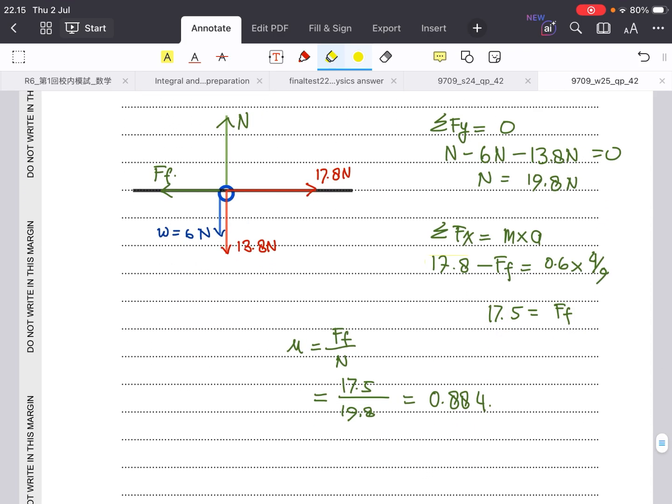Finally, the coefficient of friction, you just divide the friction force by the normal contact force. So 17.5 divided by 19.8 newton. So the coefficient of friction between the ring and the wire is 0.884.